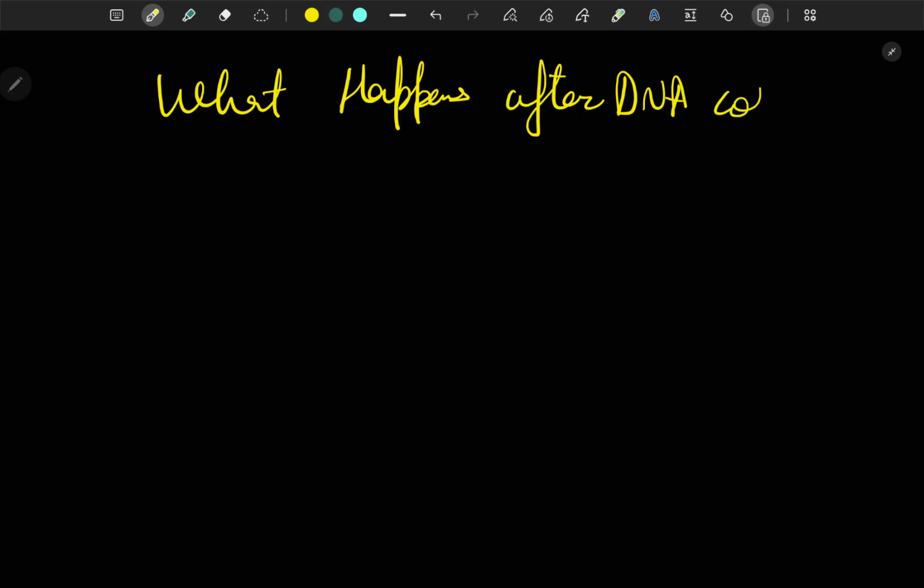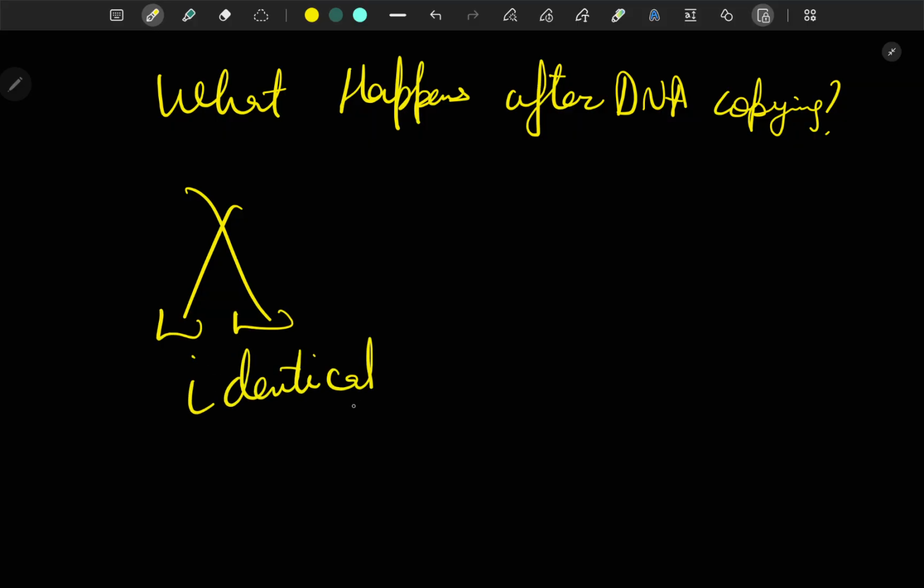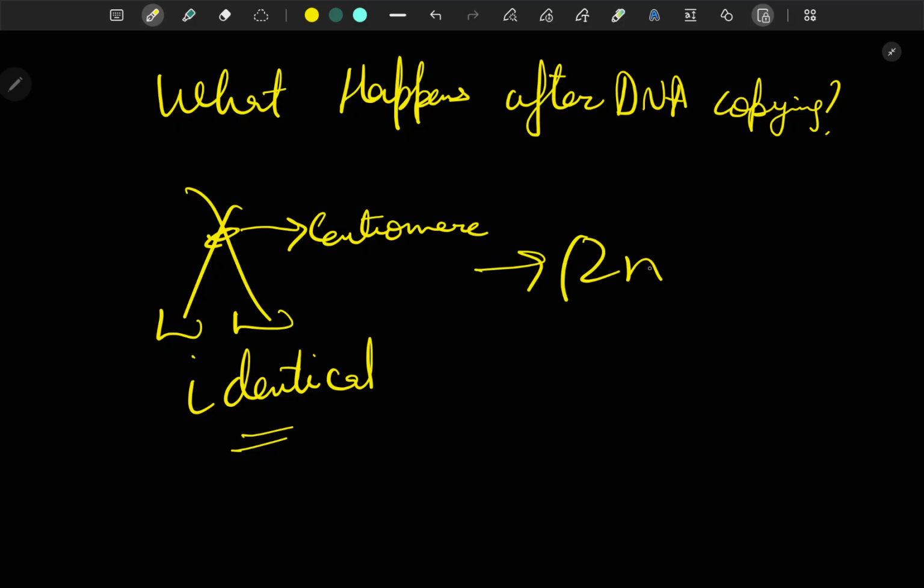Now let's go on to a new thing: what happens after the DNA is copied. The DNA copies itself, and each chromosome has two identical sister chromatids. They join at a point called the centromere, which I told you earlier. Even when the chromosome is duplicated, it is still counted as diploid, because we are counting the sets of genetic information, not the number of chromatids.